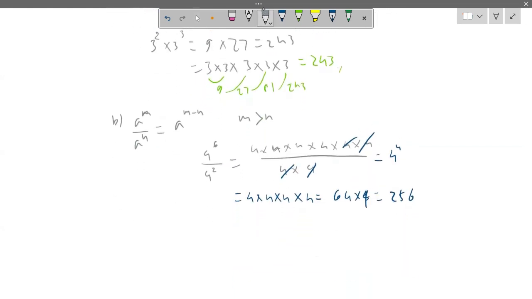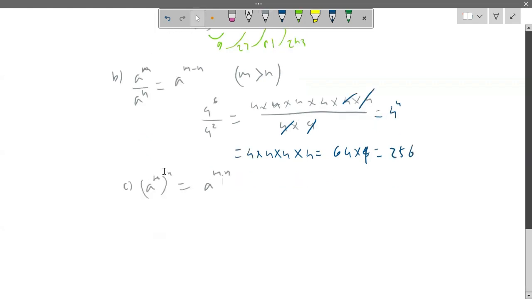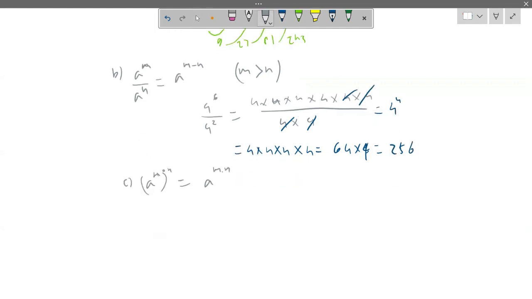Right. The next property is the multiplication of exponents. Suppose you have a to the power of m, and you want to raise it again to the power of n. This is equal to a to the power of m times n. Quite simple, really. So you have a to the power of m repeated n times. And this is equal to having the exponents multiply.